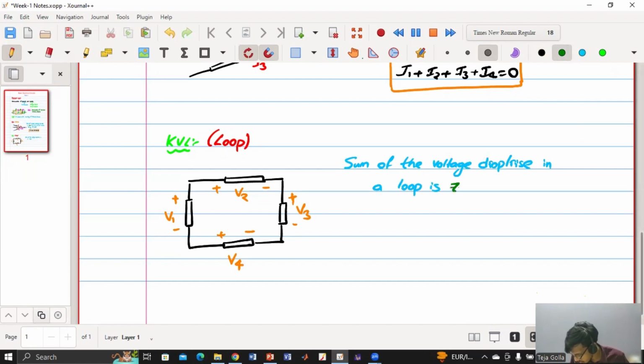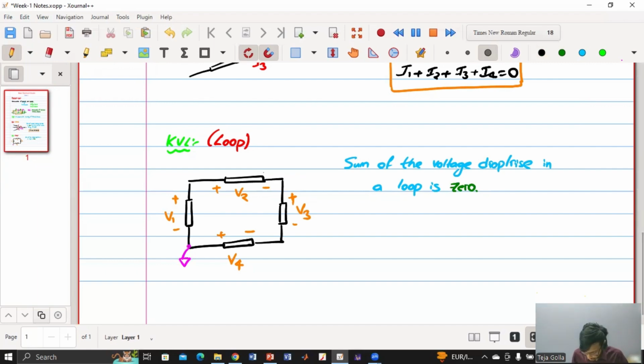So we have to start from a particular point, traverse through the loop, and reach the same point. We should not do it multiple times. We have to do it only once and come back to the initial point. So here, I'll consider this as my reference. You are free to choose any one of the terminals as ground, unless it is mentioned.